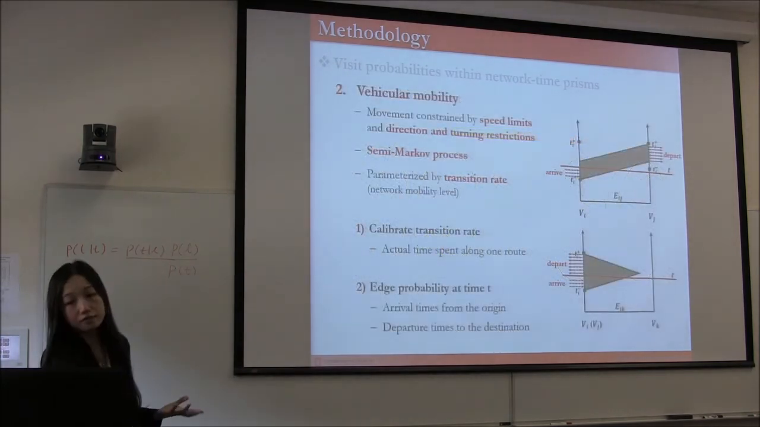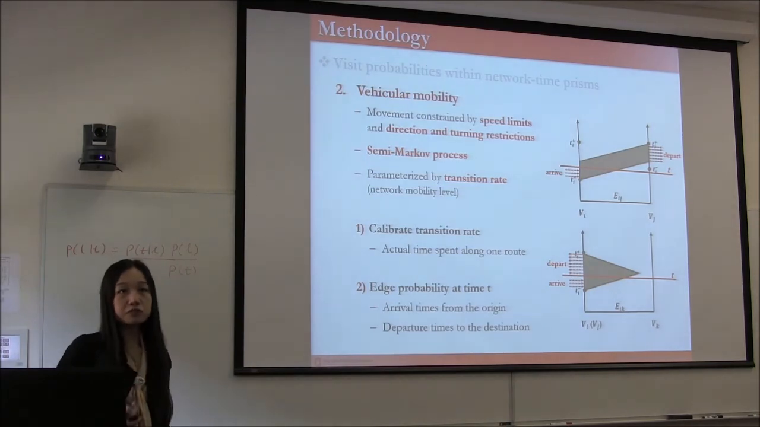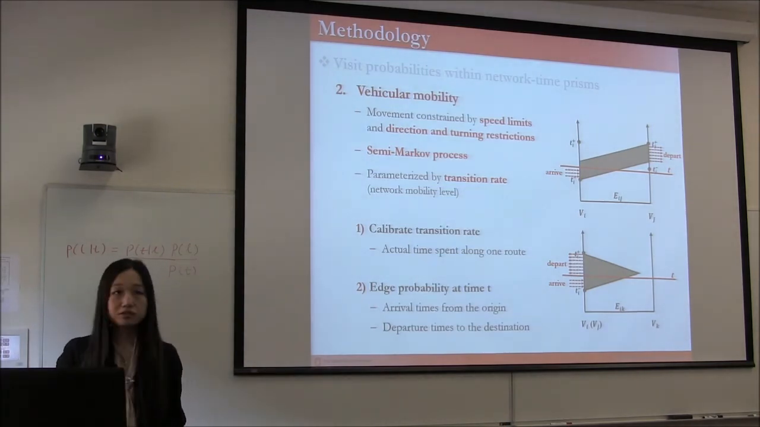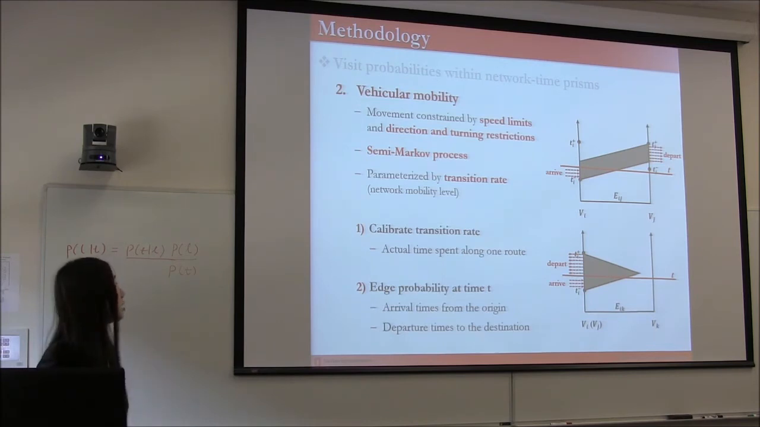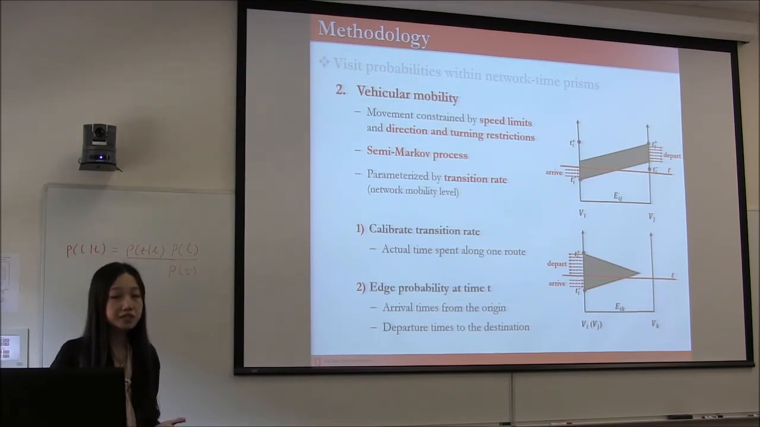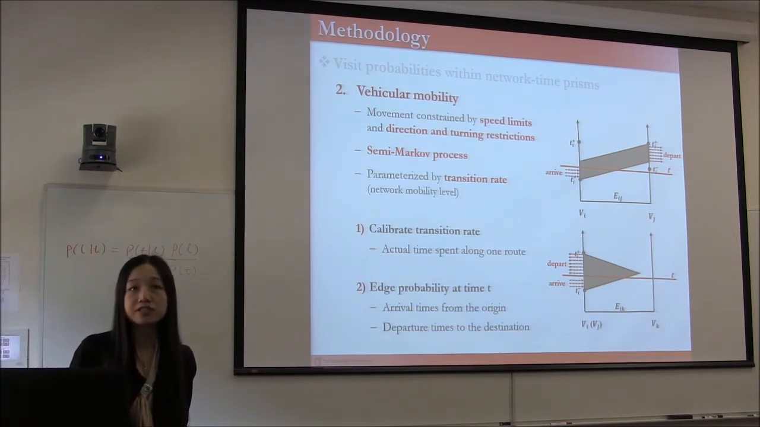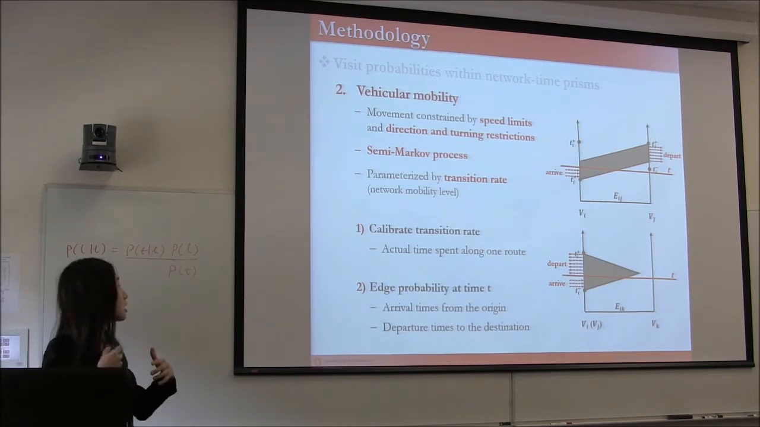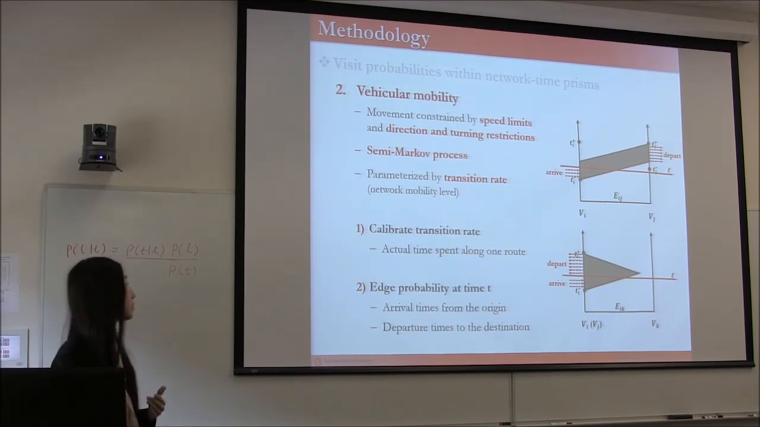For driving, the vehicle mobility, we cannot move freely within the edge. I cannot just turn my car around and go backwards freely. So the method we use here is the semi-Markov process. We introduce a transition rate that reflects the mobility level provided by the transportation network, how easily I can move from one location to another within that network.